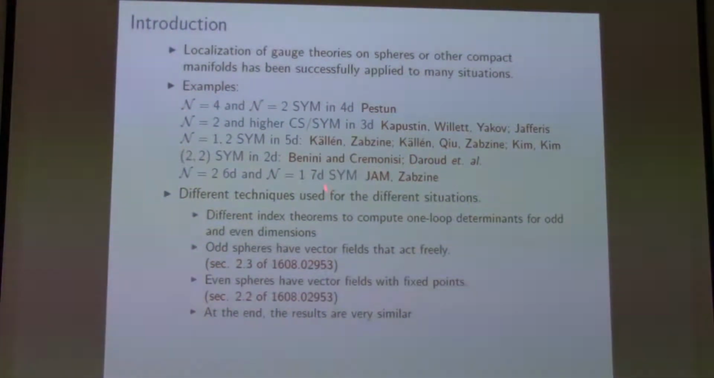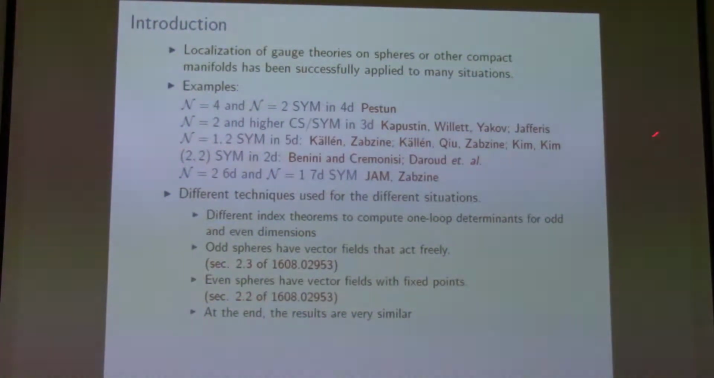If you look at these papers, you'll see that different techniques are used for the different situations for doing the localization. The more elegant way of doing things is to use index theorems. But when you use index theorems, it turns out if you're talking about odd-dimensional spheres, say, or even-dimensional spheres, you use a different type of index theorem to do the computation.